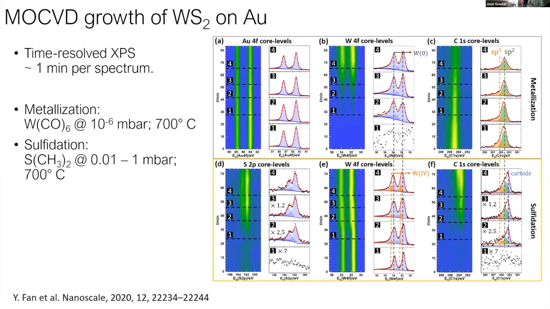And here, they need to go to higher pressures. They need to crack this horrible molecule that sticks around forever. So they go to about a millibar, and take XPS every minute or so, to show they grow this tungsten sulfide surface. And this can be done at different temperatures. So, say, we can cool down if you want to. In general, for catalysis, you want to heat up. I think this was done at relatively high temperatures, 700 C. It's about the limit of what we can achieve in a millibar of gas.